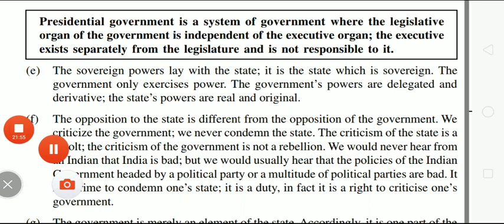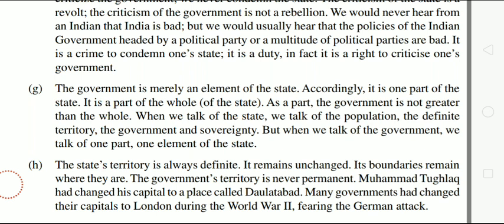G. The government is merely an element of the state. Accordingly, it is one part of the state. It is a part of the whole of the state. As a part, the government is not greater than the whole. When we talk of the state, we talk of the population, the definite territory, the government, and sovereignty. But when we talk of the government, we talk of one part, one element of the state.